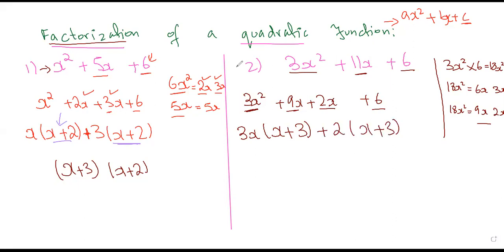Now again, as I told you before as well, these two factors should be the same. This is how we are going to know if we are going in the right direction or not. And finally, we have 3x plus 2 into x plus 3, right? So is this thing clear?